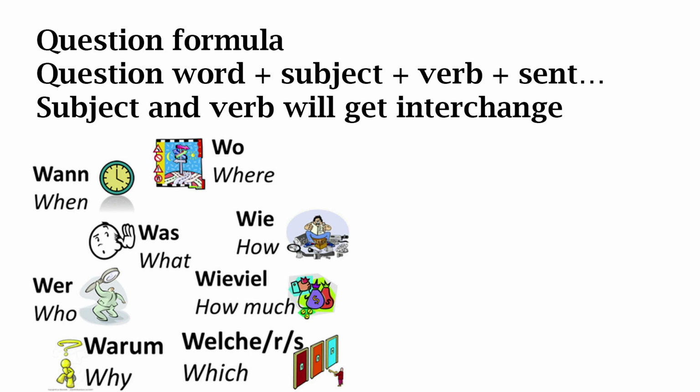Okay. Now some question words. When, wann; where, wo; what, was; how, wie; how much, wie viel; who, wer; why, warum; welches means which. So next, I'm going to give you numbers also. Okay, see you on the next topic.